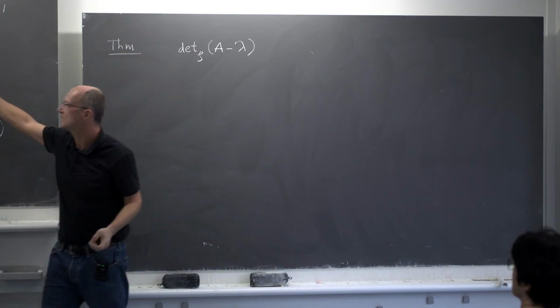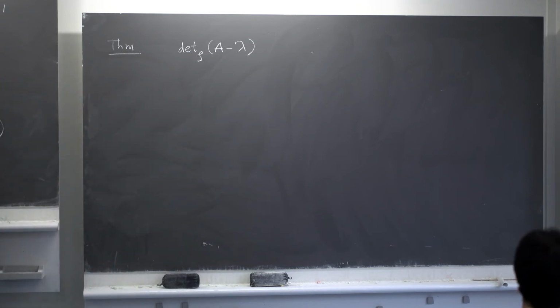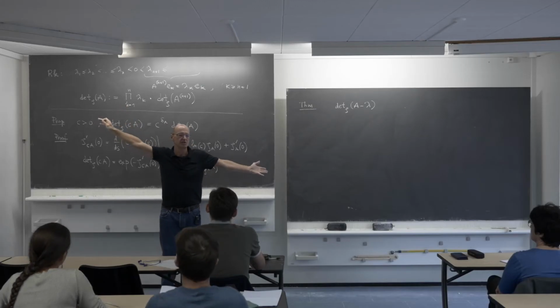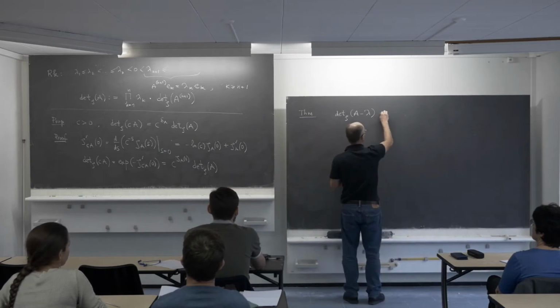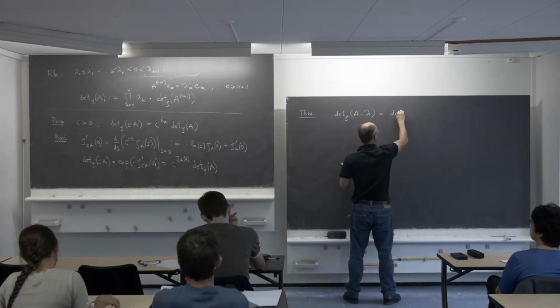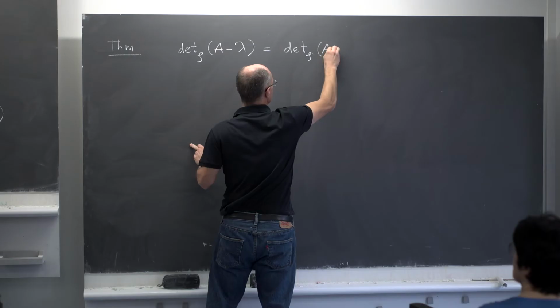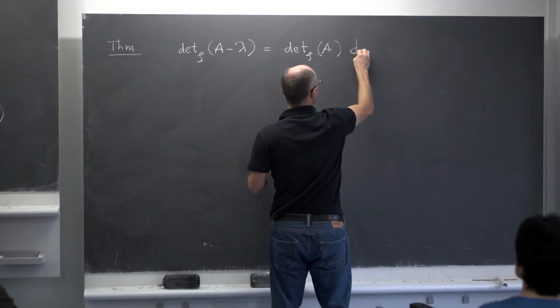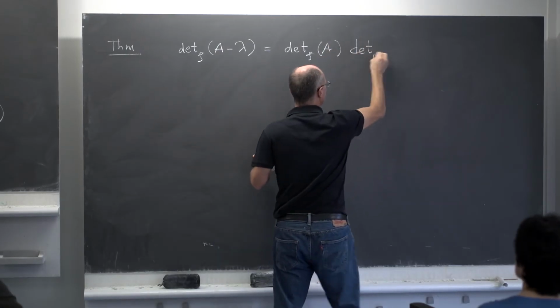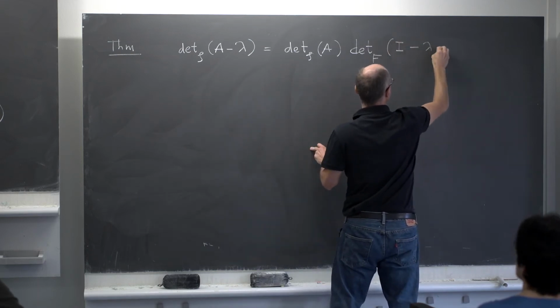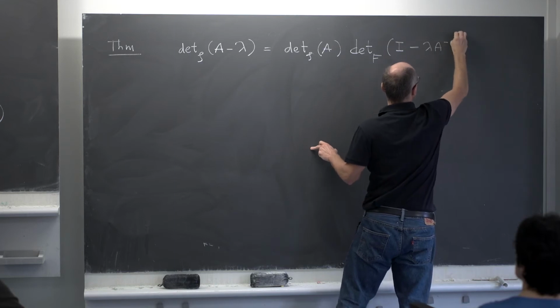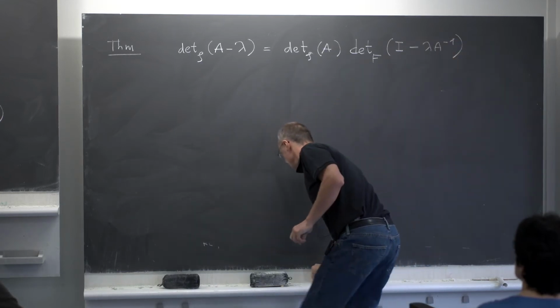even though it's relatively easy to extend the definition, right? If one of the lambdas is 0, well, the zeta-regularized determinant, any determinant, is 0. So it is equal to the zeta-regularized determinant of A times the Fredholm determinant of 1 minus lambda A inverse.